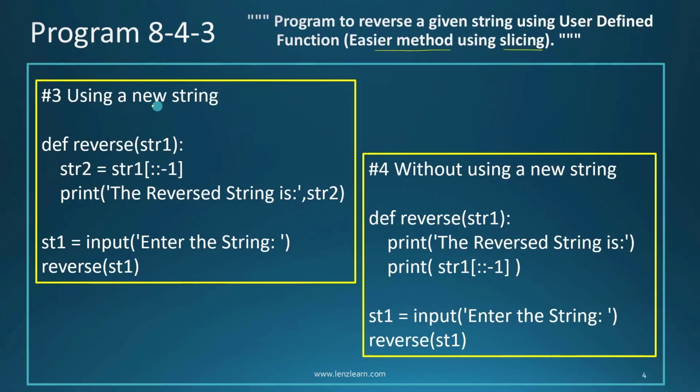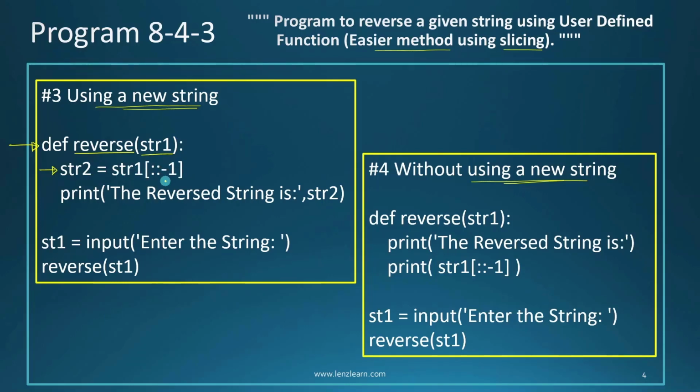Now in the first program, we are using a new string and then printing the result, and in the second program we are not using a new string, we are just reversing and printing it. So there is no big difference between these two. So let us see the first program. I am defining my function reverse. Okay, it expects a string str1. Now we see with this one single line we are reversing the string. You just write str1, open the square bracket, you put 2 colons, and lastly you put -1. This will reverse the entire string in str1.